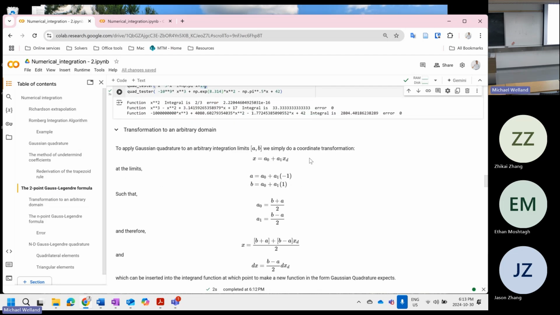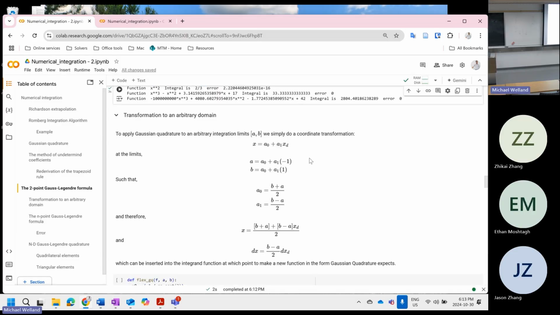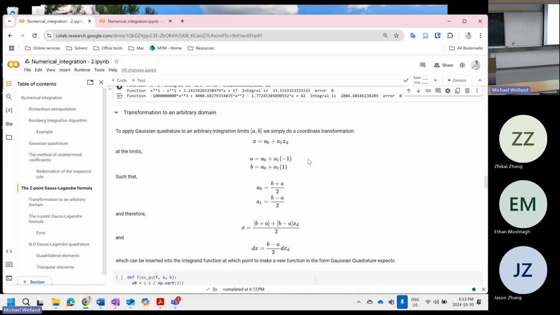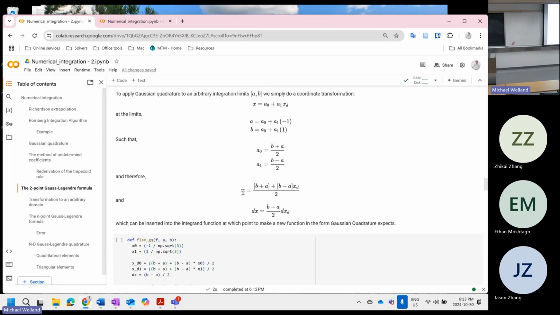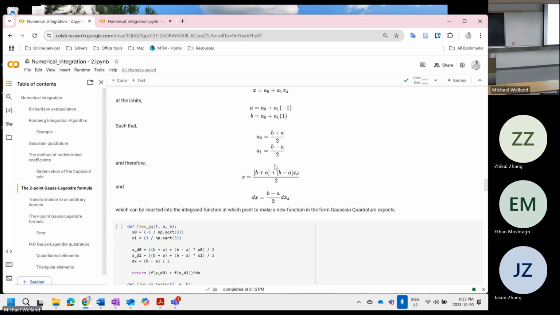Okay. To apply Gaussian quadrature to an arbitrary domain, i.e. from A to B, all we have to do is scale it. So what we're going to do is define a coordinate transform. We're going to run through a bit of algebra and we're going to get an equation that looks something like this. And what you do then is put that into the Gaussian quadrature formula, right? So you take your, and this is important because it comes back in finite element method too. And it gets more complicated there.